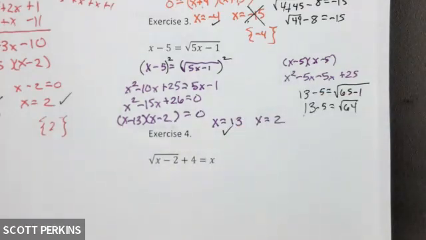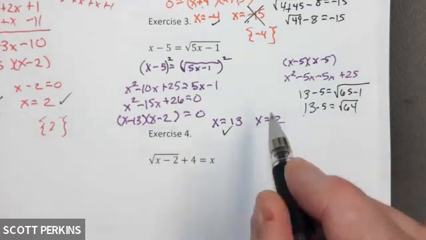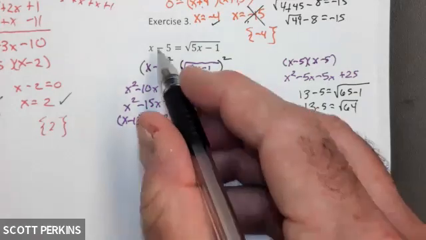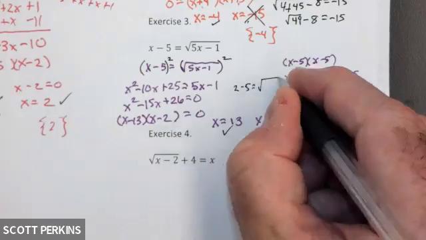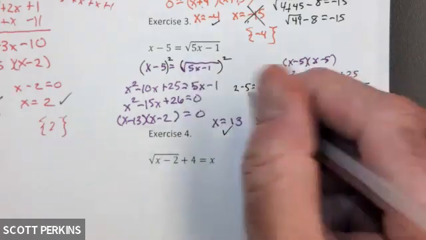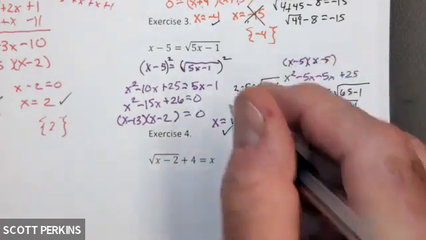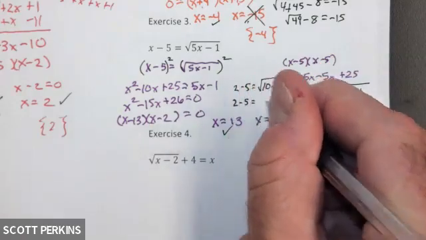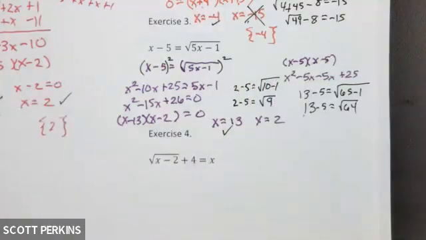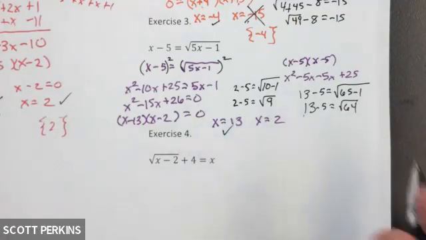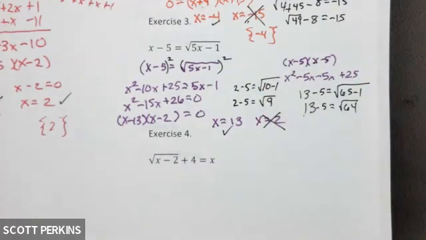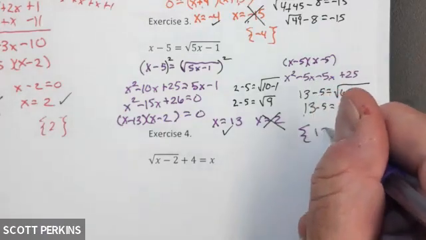Great job there. I'm going to do the same thing with the 2. So 2 minus 5 on the left side is equal to the square root of 5 times 2 is 10 minus 1. So I have 2 minus 5 is equal to the square root of 9. Is that a true statement? No. Square root of 9 is going to be 3. On the left side, I've got 2 minus 5 is negative 3. So that one, not quite. That's not going to be the answer. So my solution set is 13.